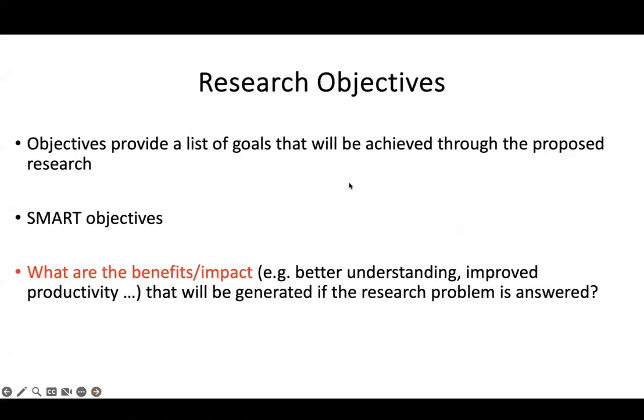In writing this concept note, they also advise that we need to have research objectives. The objectives provide a list of goals that will be achieved through your proposed work. In other words, what do you want to research on? I added a comment that these objectives should be specific, measurable, attainable, realistic, and time bound. When do you want to achieve them?